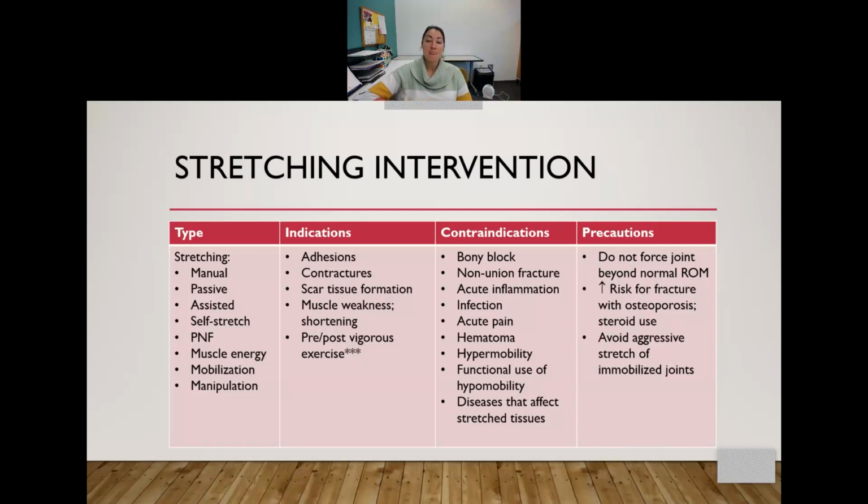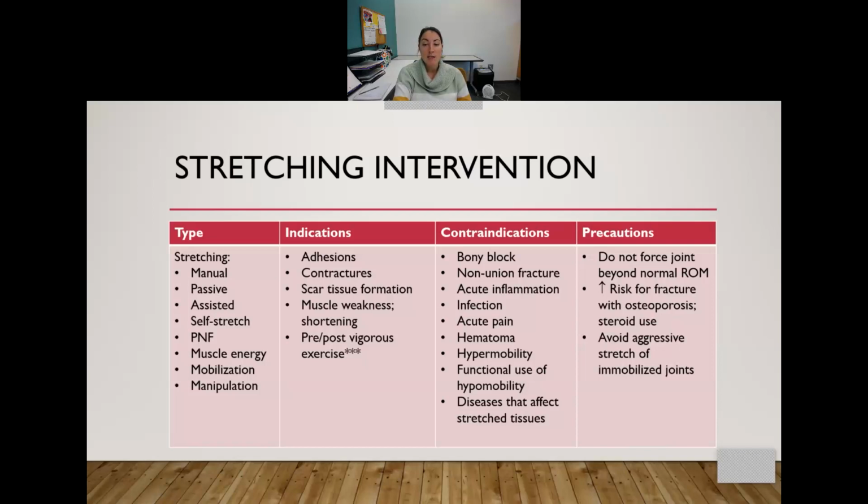Contraindications: if there's bone blocking your stretch, don't do it. If there is a fracture that has not properly healed, don't stretch that area. If the area has significant acute inflammation, you don't want to stretch, or infection, because you could spread that infection. Significant pain: if there is a significant hematoma, that's a bruise, then we wouldn't stretch because tissue is already damaged and we don't want to add more tension to that damaged tissue.